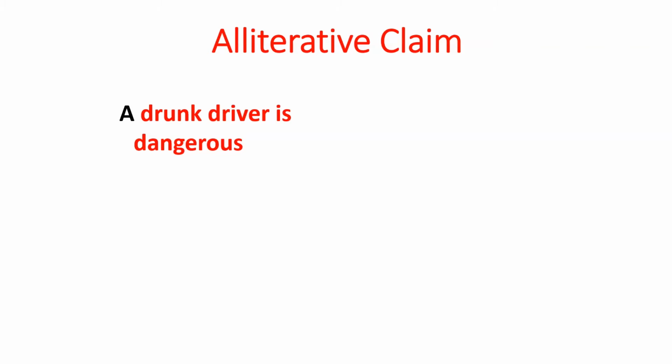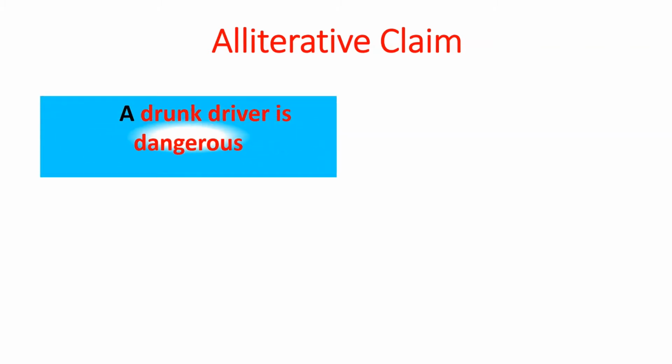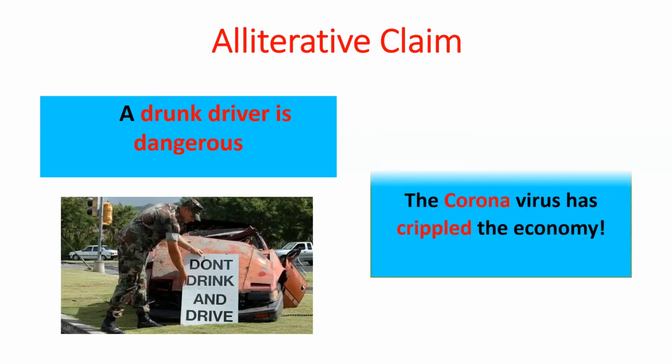But I call it an alliterative claim because you're making a very strong claim about something that you feel strongly about. For example, a drunk driver is dangerous. There's your alliteration right there. And it is a plosive alliteration because of the repetition of the d sound, which is really strong because you want to make your point very strong and powerful, right?